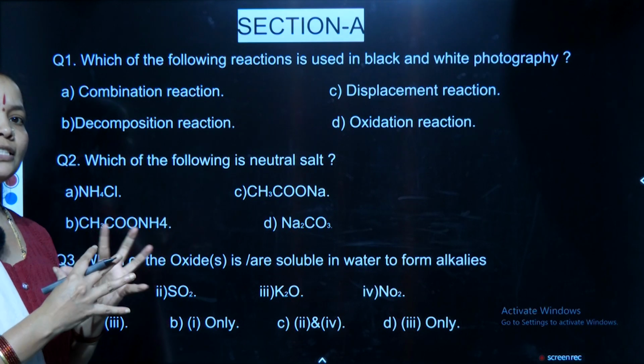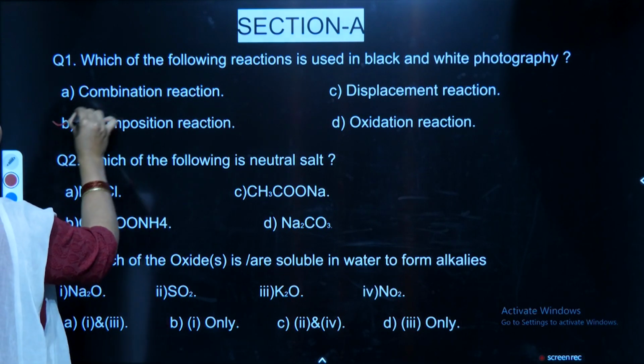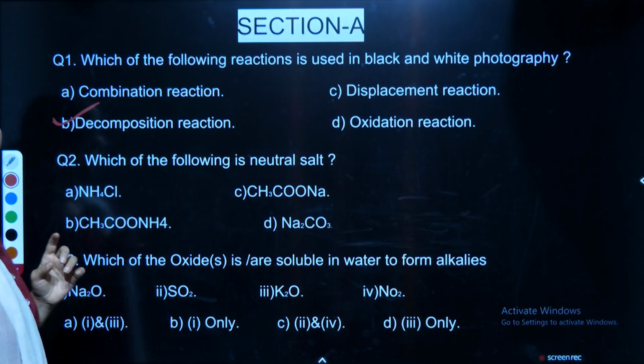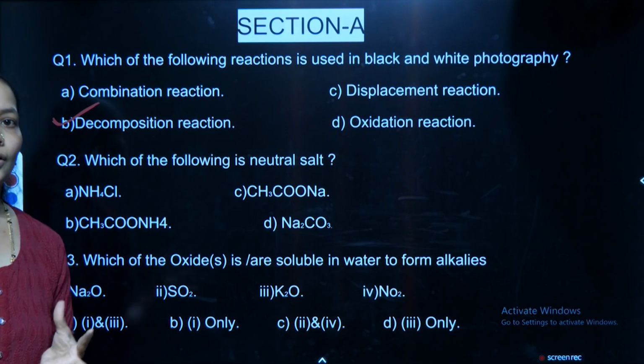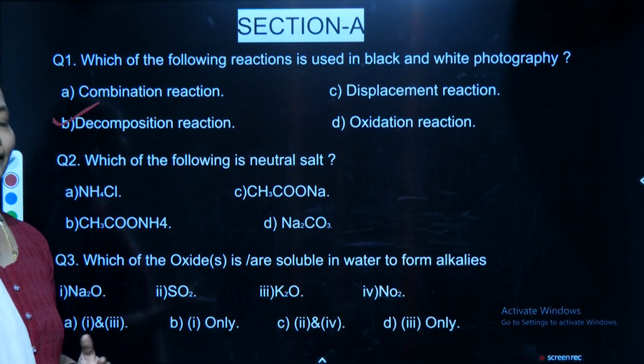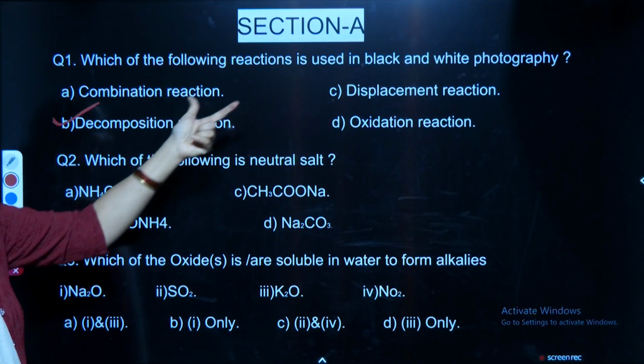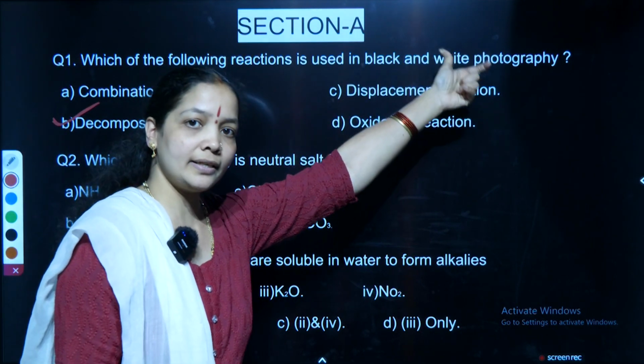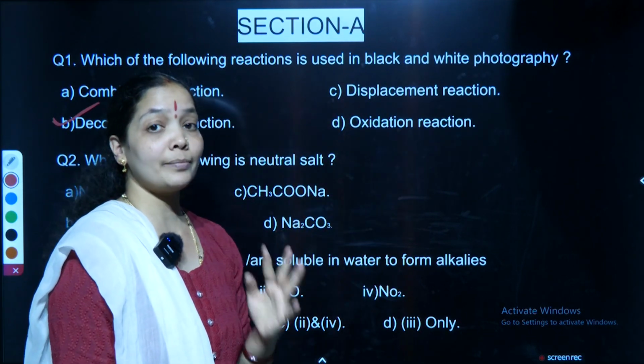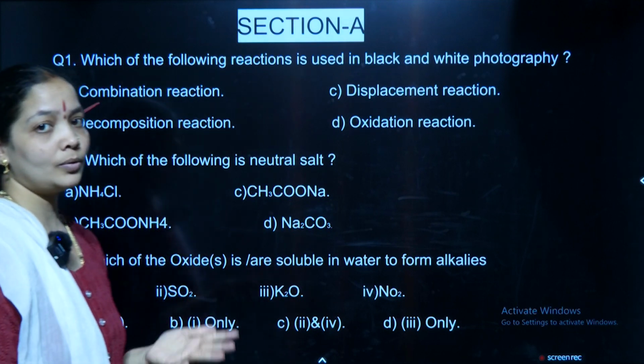So the complete concept is based on decomposition. So without even thinking we have to opt for option B. No other need of analyzing the question or rethinking about the answer. Directly the answer goes for decomposition, because black and white photography is only done using silver bromide and the photochemical decomposition reaction is the only way.